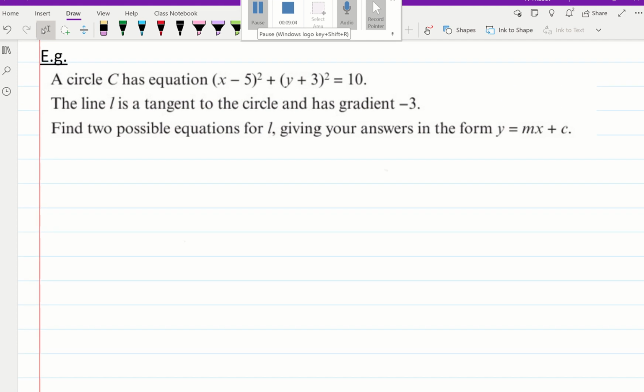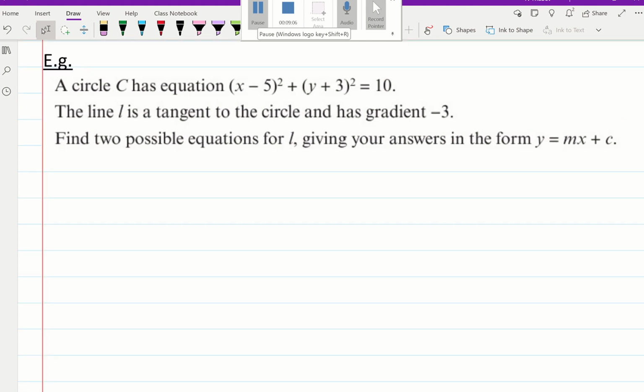Okay, and the second example. A circle has equation (x minus 5) squared plus (y plus 3) squared equals 10. The line L is a tangent to the circle and has gradient negative 3. Find two possible equations for the line L, giving your answers in the form y equals mx plus c.